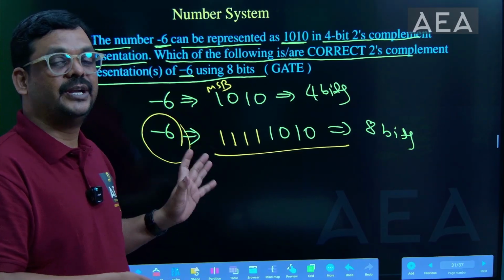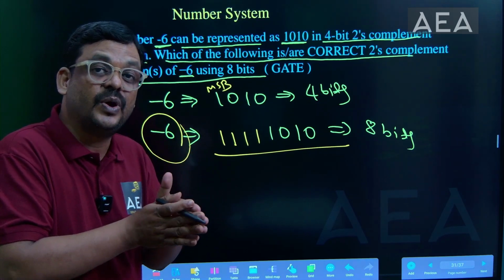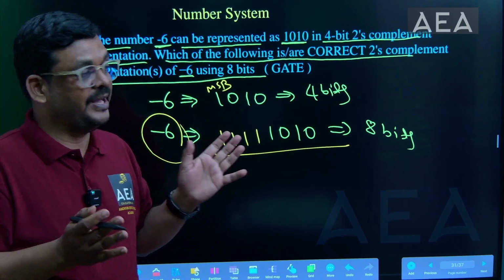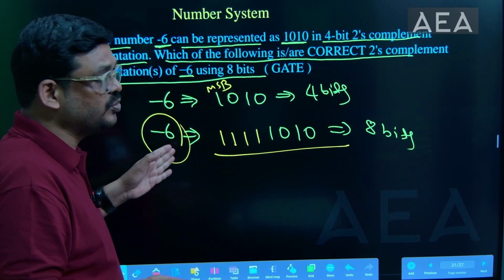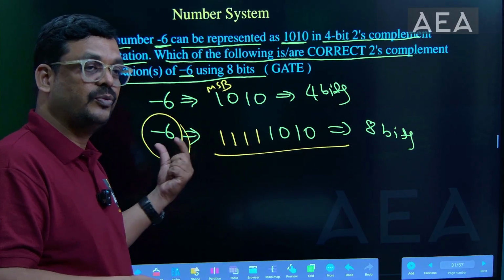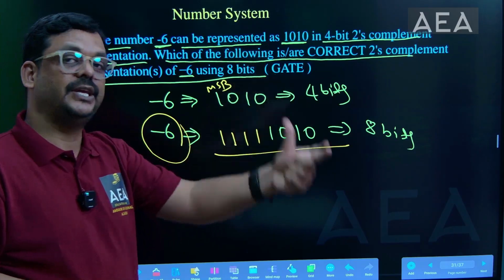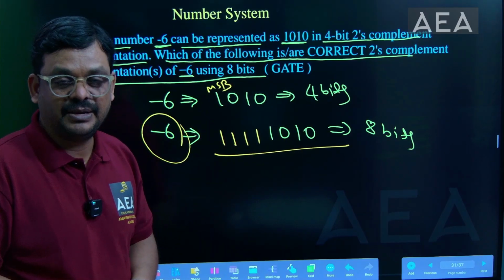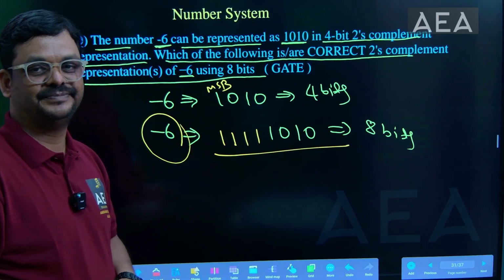Extend the MSB bit. If the MSB bit is 0, you have to write a number of zeros. If the MSB bit is 1, then write a number of ones based on the number of bits. If suppose I want 16 bits, write 1 again 12 times, because already 4 bits are there. Totally we want 16 bits, so 12 ones give the equivalent 16-bit 2's complement representation. This is also one of the simple questions.